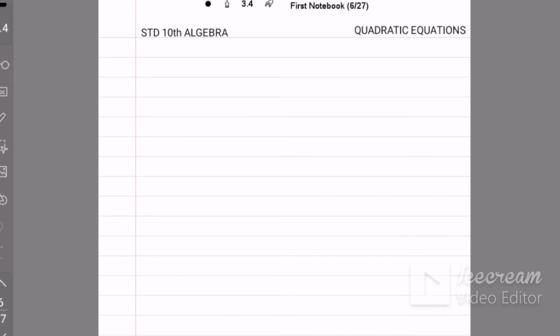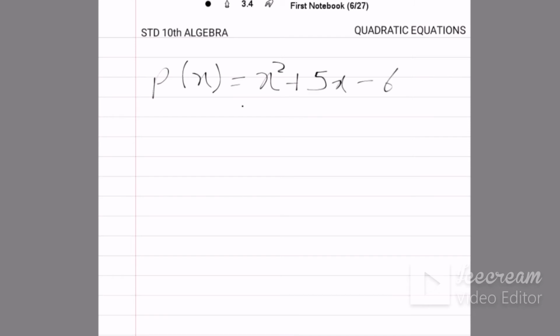So moving ahead, we have this example, p of x is equal to x square plus 5x minus 6. So this is the given equation, and we have to solve this equation by substituting the various values of x and get the value of the equation. So we will first substitute x is equal to 2. Let's see what value of the equation we get. So p of 2, since we are substituting x is equal to 2, we will put this 2 in the bracket as well.